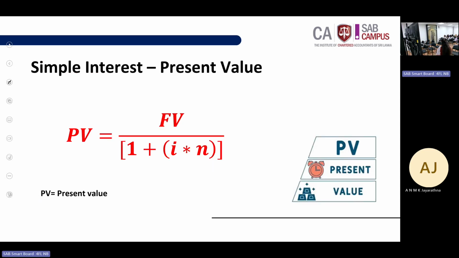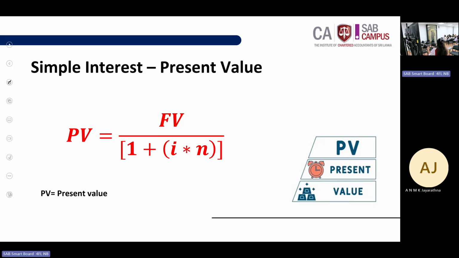Now we'll go to the next part. How can we identify the present value of the future cash flows if the interest rate is a simple interest rate? Again, what is the focus? Are you clear? You need to identify the present value.